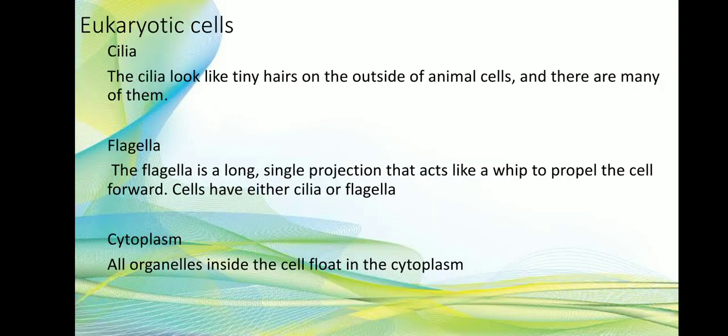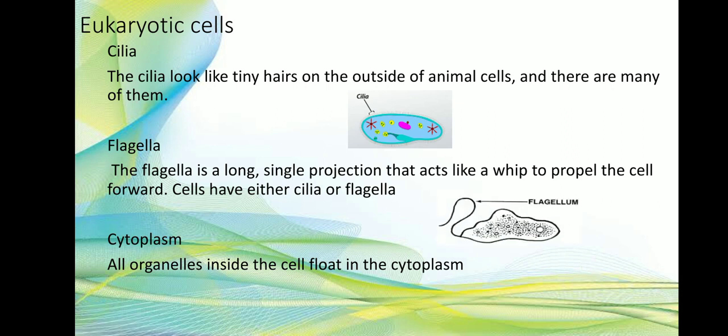Under the eukaryotic cell, we also have the cilia. The cilia look like tiny hairs on the outside of animals, and there are many of them. Cilia play a major role in locomotion. They are also involved in mechanoreception. The organisms that possess cilia are known as ciliates. They use their cilia for feeding and movement.